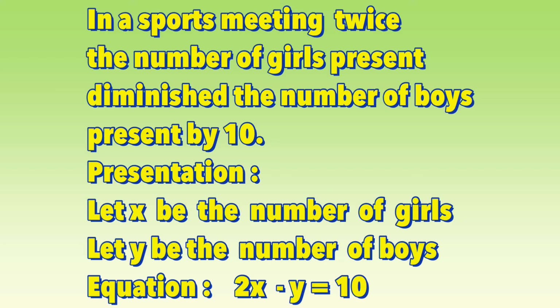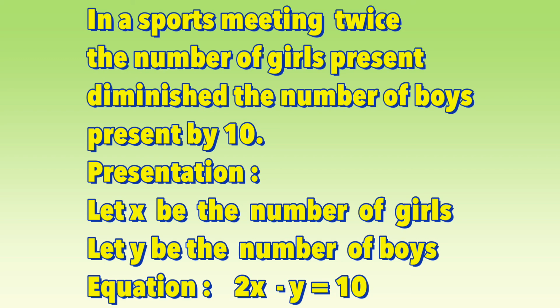And then go back again to the number 5 problem. We have to read: in a sports meeting, twice the number of girls. So since our girl is x, the word twice means 2, double. That's why our equation is 2x. Diminish means minus. We have to write the subtraction, the minus sign.